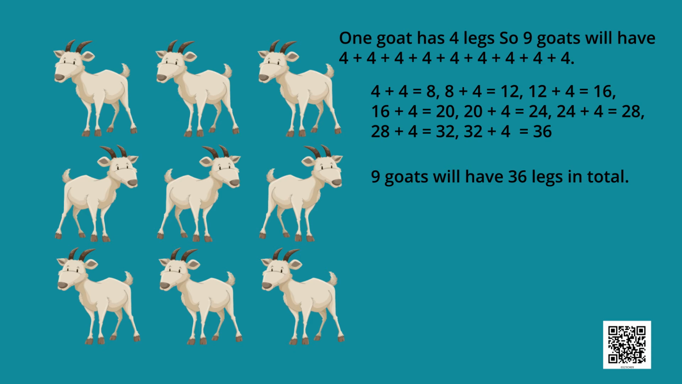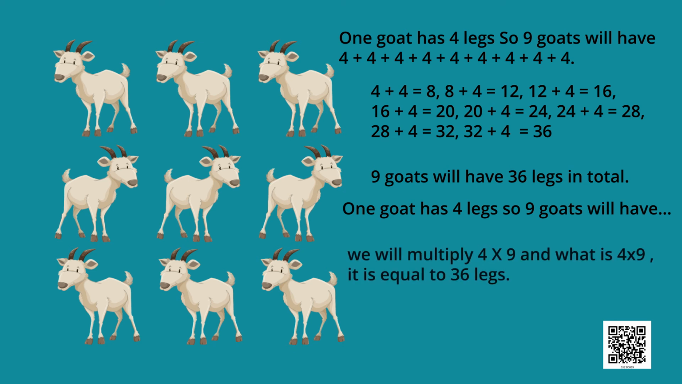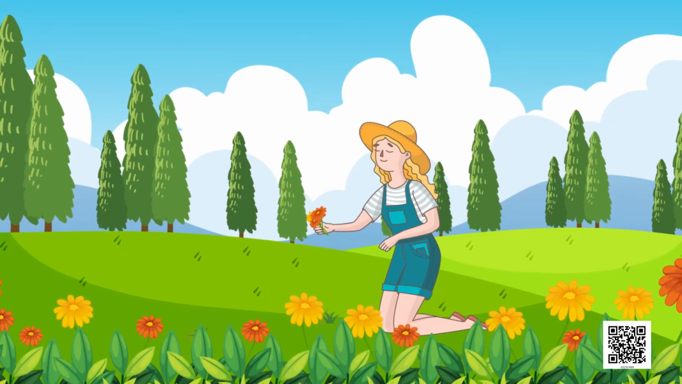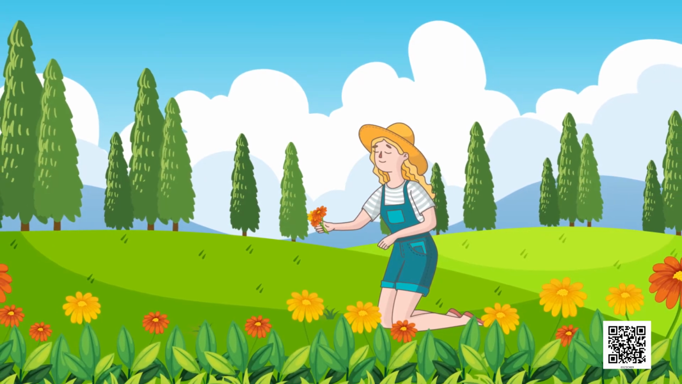We can do it in another way, as one goat has 4 legs. So, 9 goats will have, to find it out, we will multiply 4 by 9. And what is 4 multiplied by 9? It is equal to 36. So, we can say that 9 goats will have 36 legs. Isn't it interesting? Let's move forward and meet Rekha.